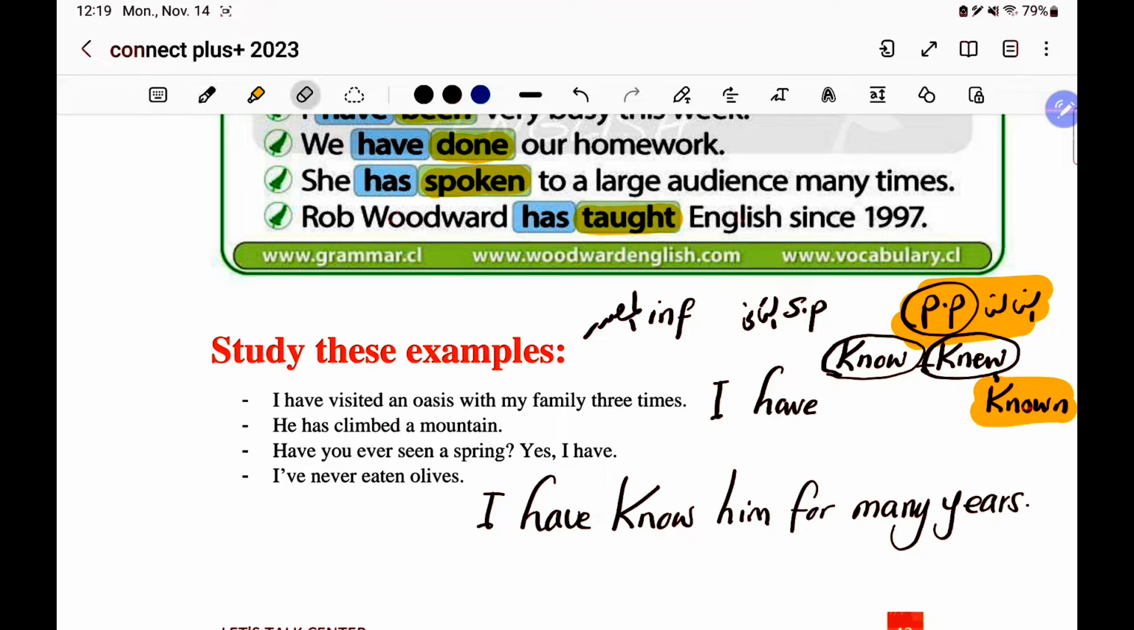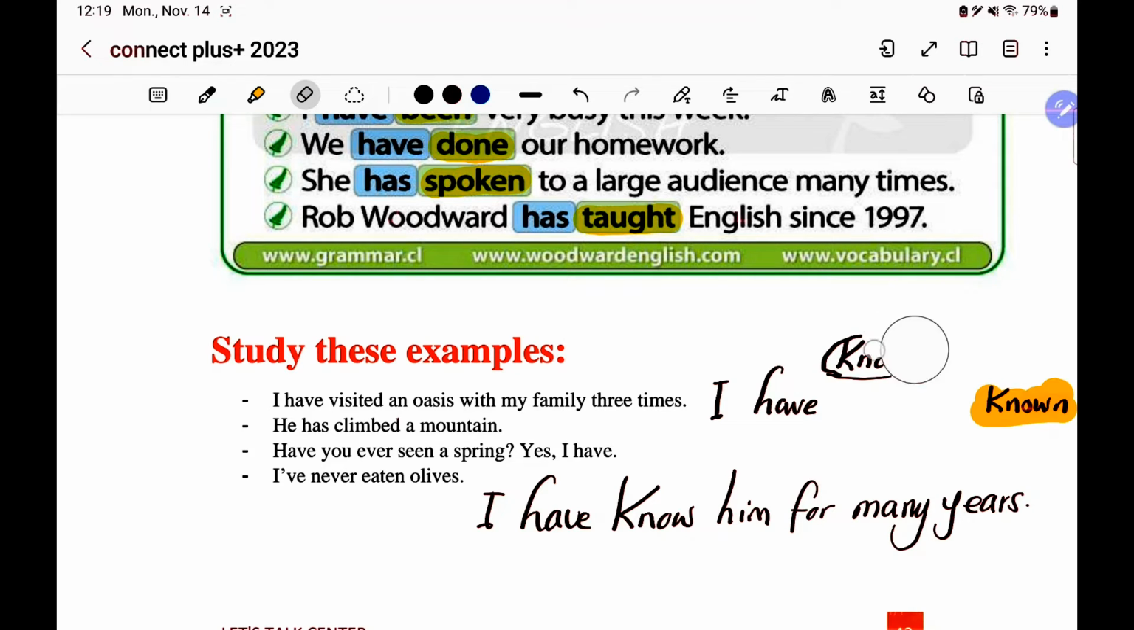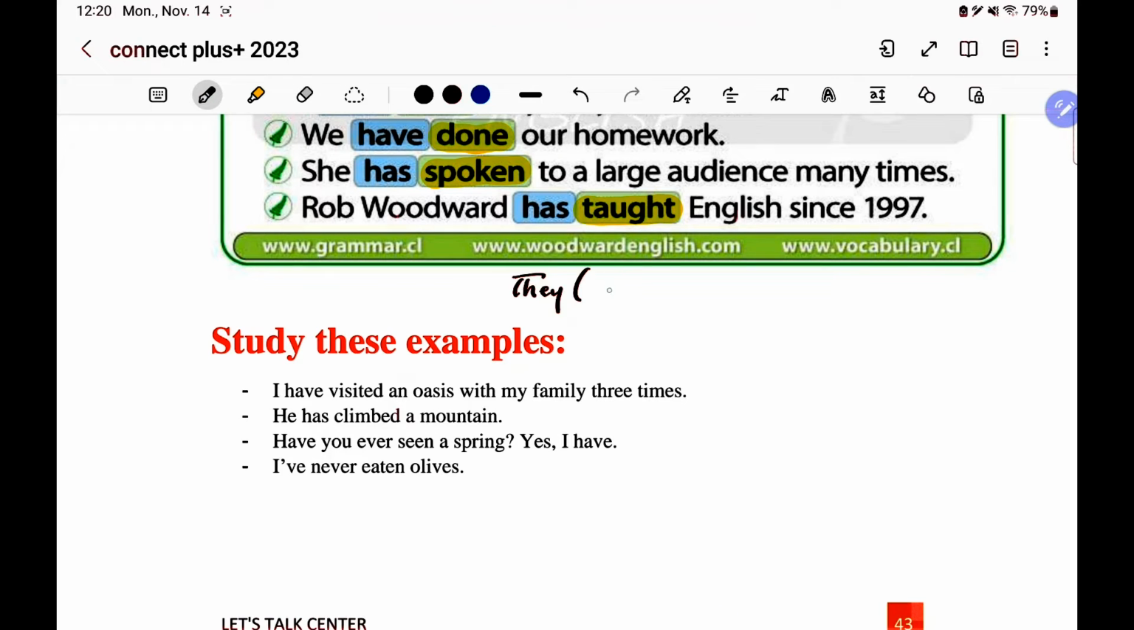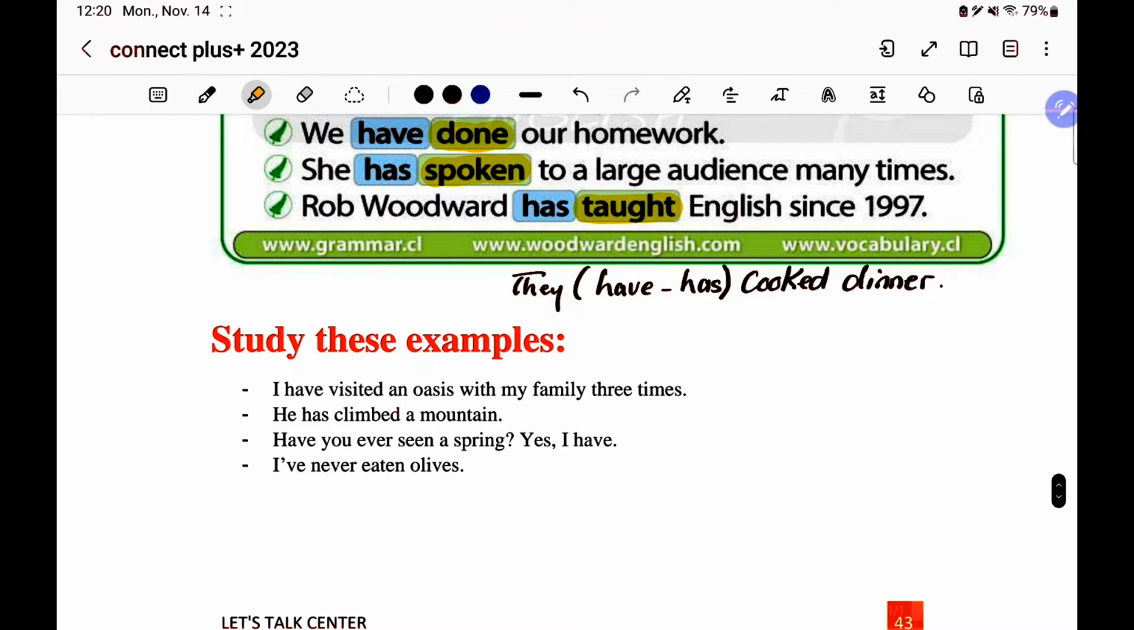I hope it's easy. Before we move on to the negative part, I'm gonna give you a quick quiz here. They, you choose have or has, cooked dinner. So which one? Do I say they have cooked dinner or they has cooked dinner? Perfect. They have cooked dinner. Why? Because of they. The subject here is plural, they. Now let's move on to the negative part.